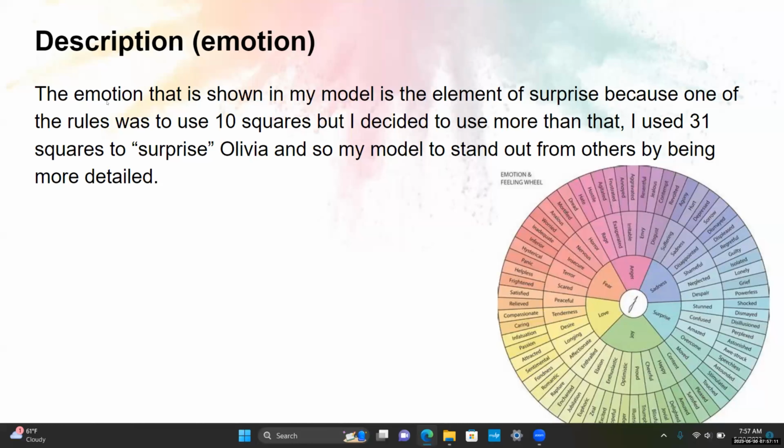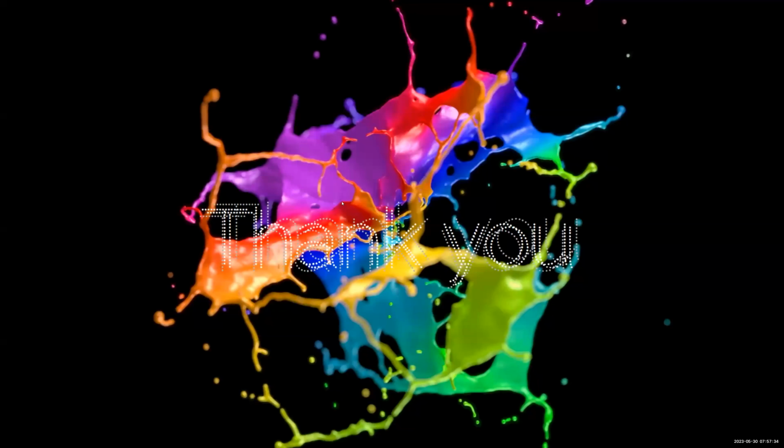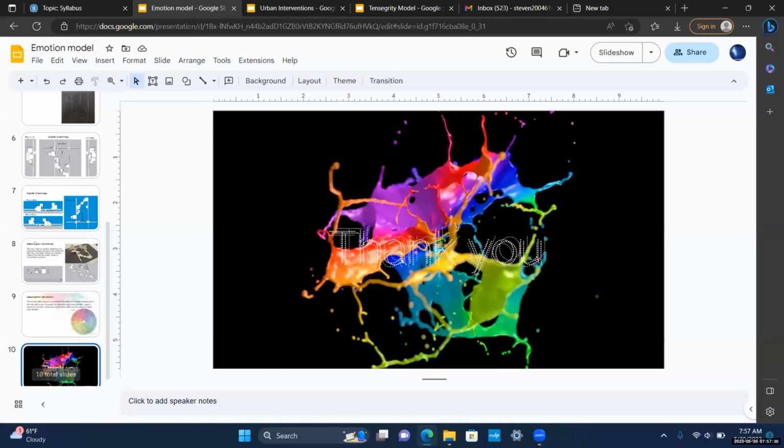Description of the emotion. The emotion shown in my model is the element of surprise, because one of the rules was to use 10 squares. If I decided to use more than that, I used 31 squares to surprise Olivia. And so my model will stand out from the others by being more detailed. That's it for this one.